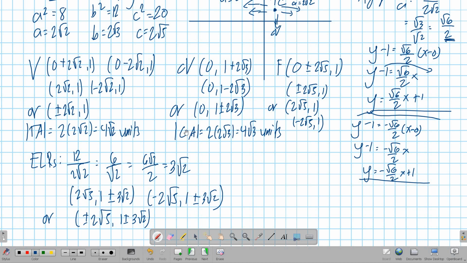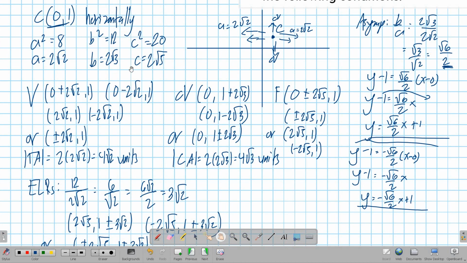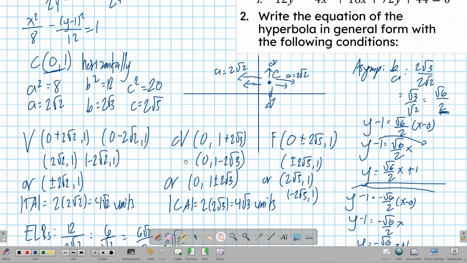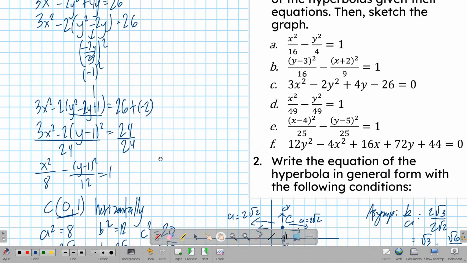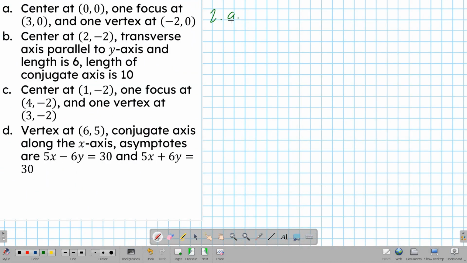The graph is difficult because all our measurements are in radicals. So this is the long solution to find the parts in 1C. This time, we do the other way around. We're given conditions, we're given certain parts of the hyperbola, and we're now asked for the equation of the hyperbola in general form. So for A, we have the center at 0, 0, which makes this a bit easier for us.